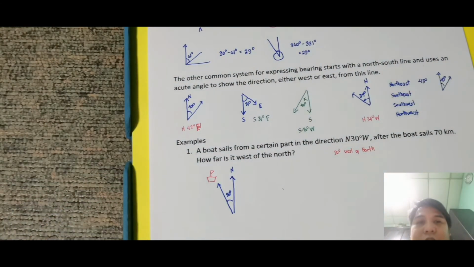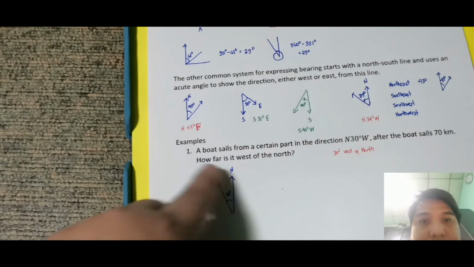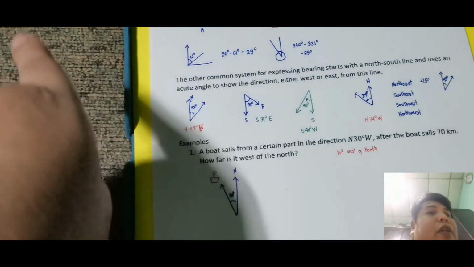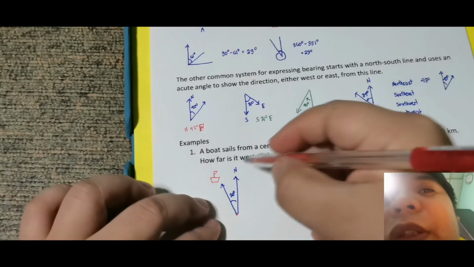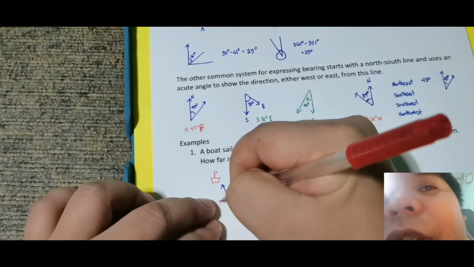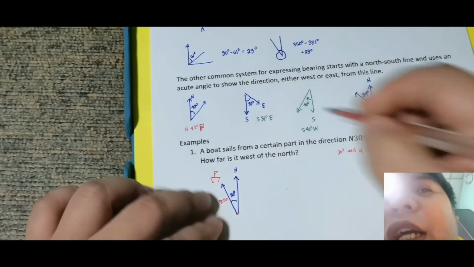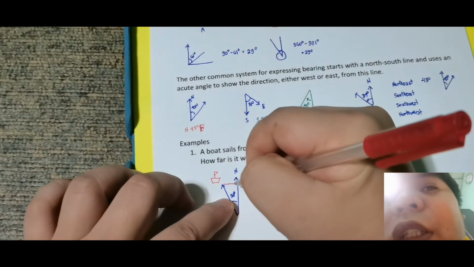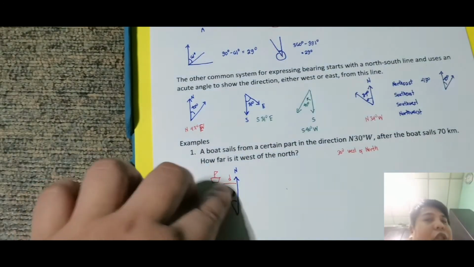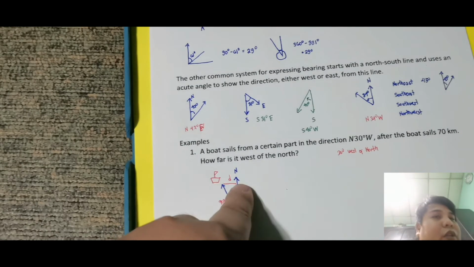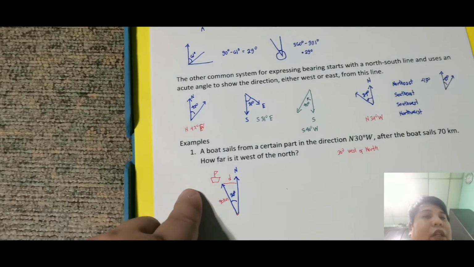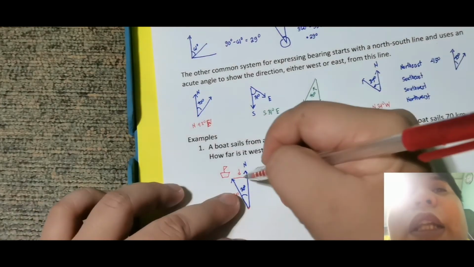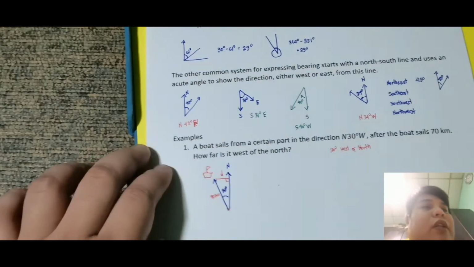Okay, ngayon, sabi niya, after the boat sails 70 km, so meaning mula dito sa point na to, nag-sail siya. So meaning 70 km na siya. Okay, how far is it west of the north? Gano'n na siya kalayo from west to the north. Ito yung travel niya, 70 km. Kung napansin mo ulit, nakaka-form tayo dito ng right triangle. Sorry kung maliit yung drawing, hindi ko nalakihan.